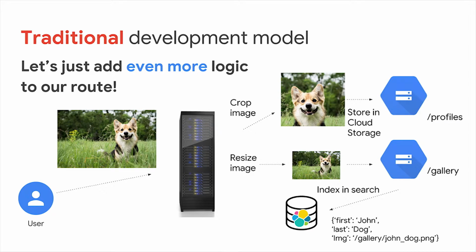Well, let's just add even more logic to that server route, right? So upload the image, crop it, store it in profiles, resize the image, store it in the gallery, and now take that metadata. In this case, I've shown the first name, last name, and the image URL, and let's write that into search.